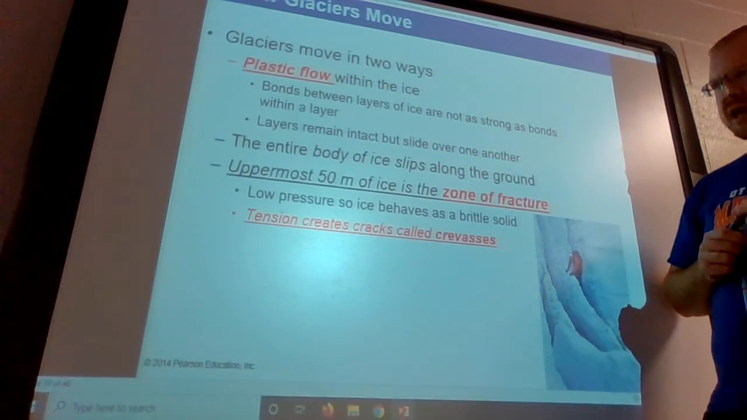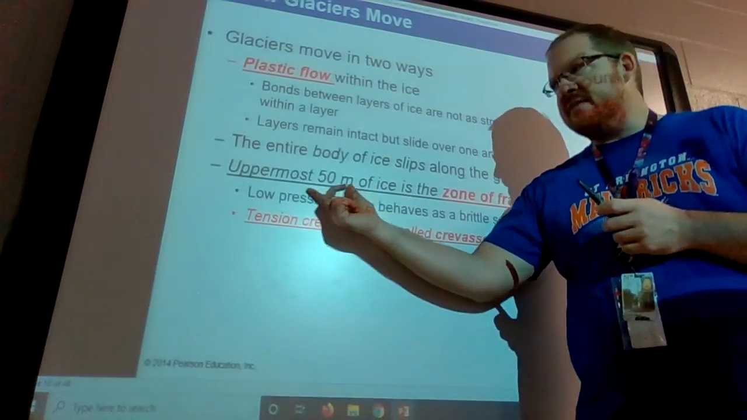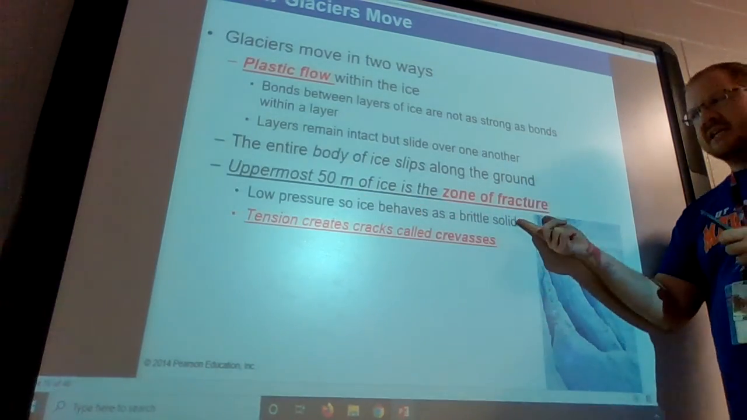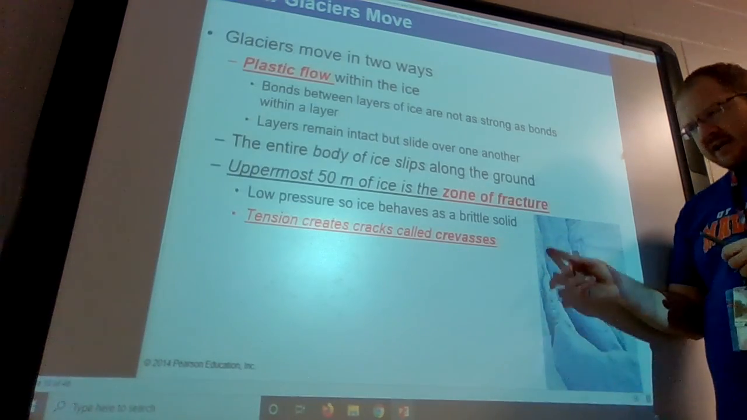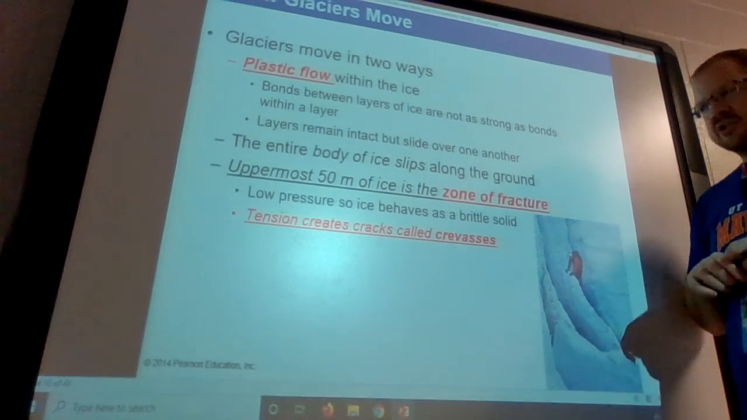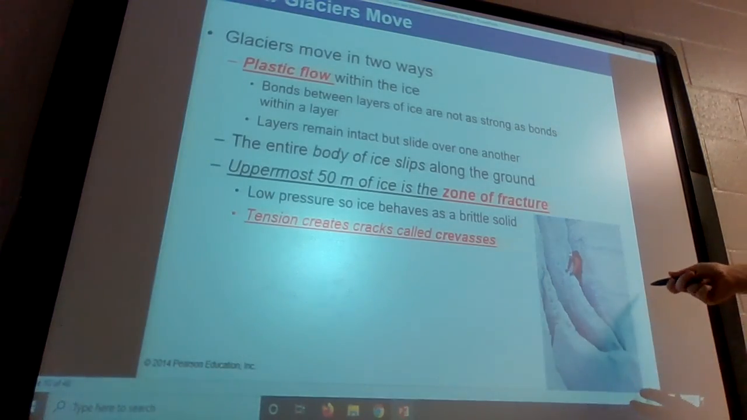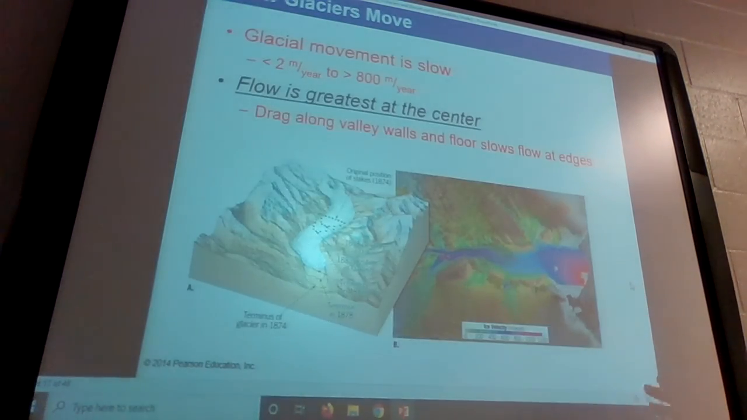And you can have even rocks that are picked up by the glacier and moved up above the actual bottom level. Towards the bottom of a glacier, the upper 50 or so meters is the zone of fracture, which has a lot of crevasses. Crevasses are what you see here, giant cracks in the glacier that are actually pretty dangerous. If you fall in one, you're not likely to make it out.